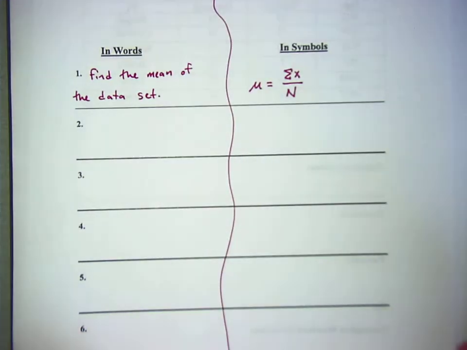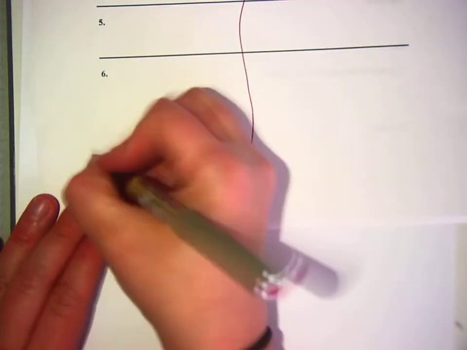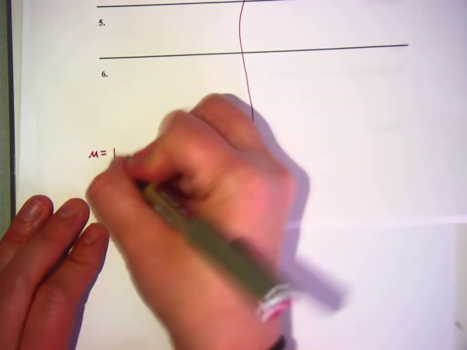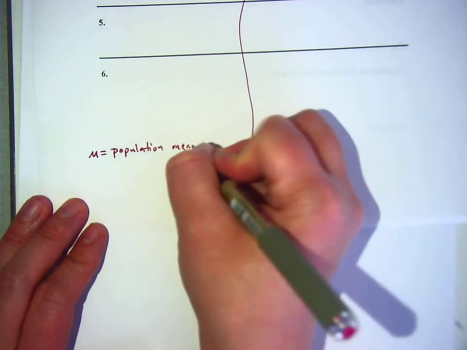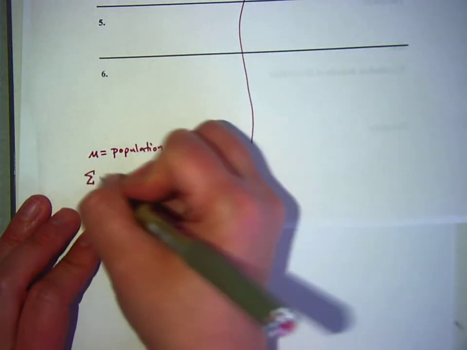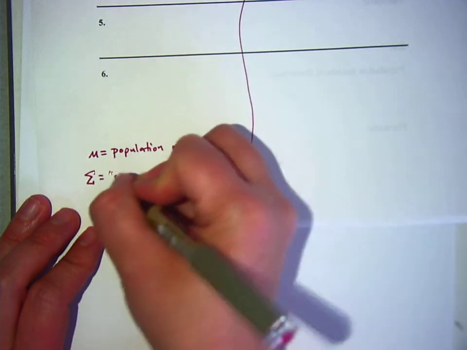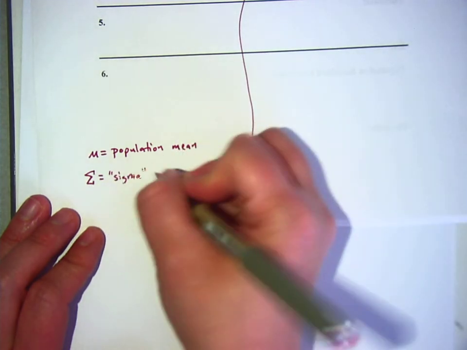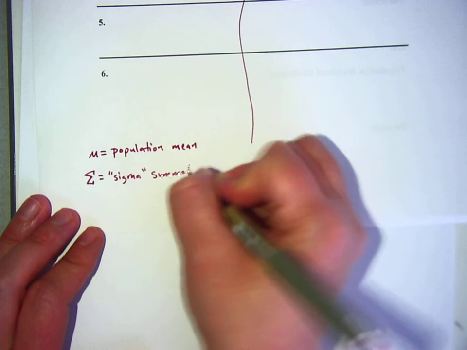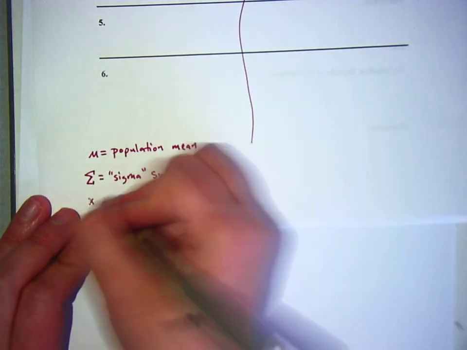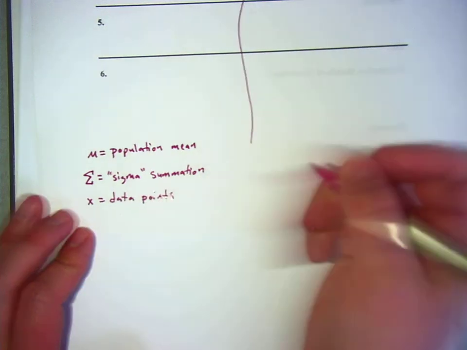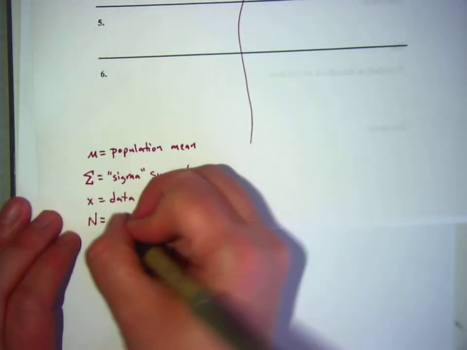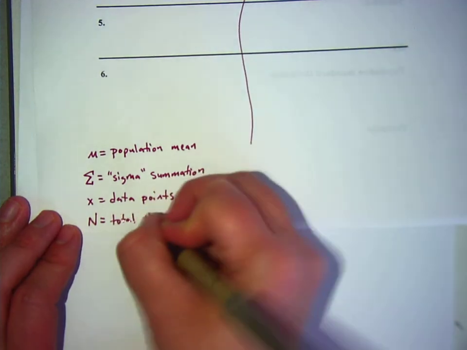Should we write maybe on the bottom of this list kind of like a key for all of these little things? Okay, so down here, right at the bottom, I'm going to write mu is population mean. This is pronounced sigma, but it means summation. That means you add them all up. X are your data points. And capital N is the total number of data points you have.